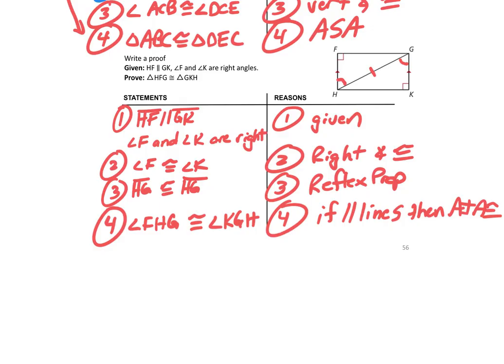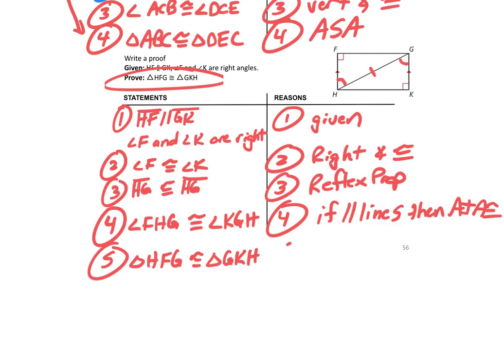Okay, do we now have 3 pieces on each triangle? Yep, so let's follow the path, right? Which way do I start? Where do I start? If I started here, I would go side, angle, angle. Side, angle doesn't exist. So just flip the order. Start with the angle and go angle, angle, side does exist. So we're going to move this proof statement down here. Triangle HFG is congruent to triangle GKH because of angle, angle, side.